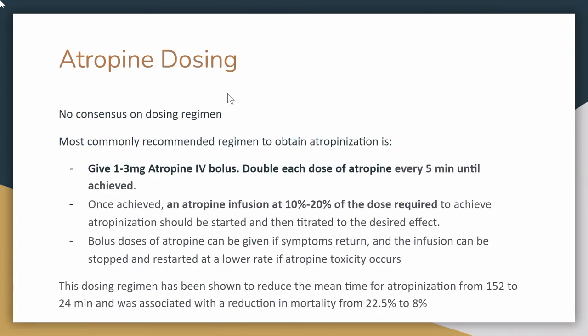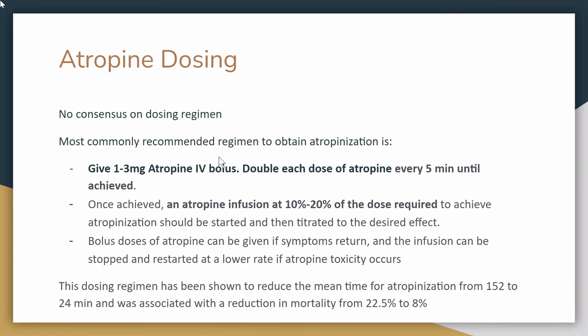As far as how much atropine to give, there is no consensus on the dosing regimen. There are like 33 different regimens that you can use. I don't know if you all use a different dose than what this says, but it sounds like there are many ways you can. The best thing to do though is to give boluses based on the evidence. So you want to give 1 to 3 milligrams of atropine bolus initially and then check your patient 5 minutes later. If they still have symptoms and you have not achieved atropinization, then you're going to double the dose. So if you gave them 3 milligrams initially, then you're giving them 6 milligrams 5 minutes later. 5 minutes later, if they still have symptoms, then you're giving them 12 milligrams, et cetera.